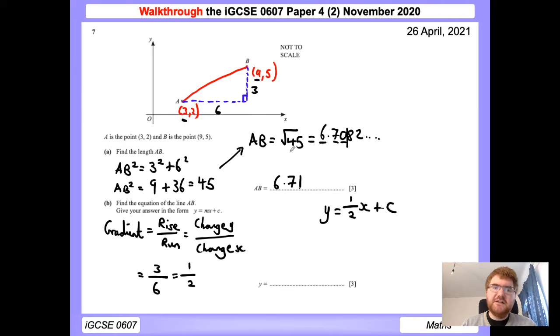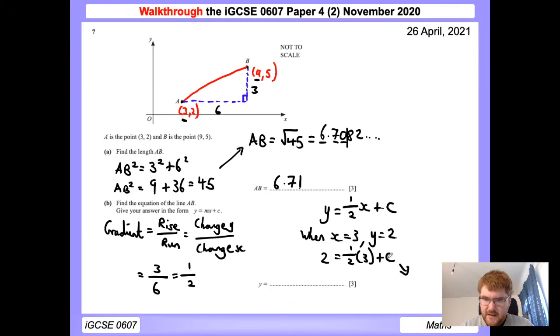The way we can do that is just taking any of the coordinates. We can take this one, or we can take this one, and we substitute it in. So when x is equal to 3, y is equal to 2, and then we're going to put that in here. So where I see a y, I'm going to put a 2. Where I see an x, I'm going to put a 3. So we've got a half times 3 is 3 over 2 plus c. And now we're going to minus 3 over 2 from both sides, which is 1.5.